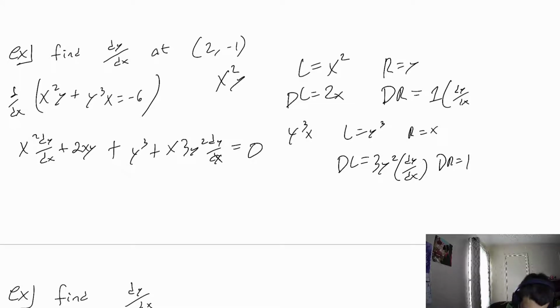So now I'm kind of running out of room, but I'm going to do my best. We're going to get everything that has dy dx in it to one side and everything else to the other. So we end up with x squared dy dx plus 3xy dy dx equals minus 2xy minus y cubed. And then we can factor out a dy dx and divide.